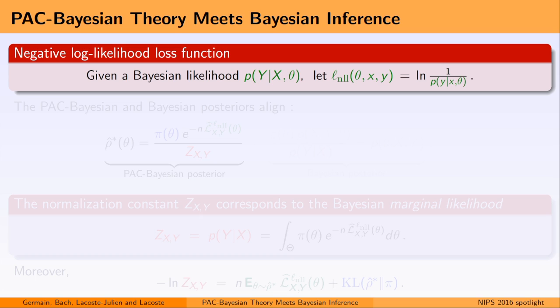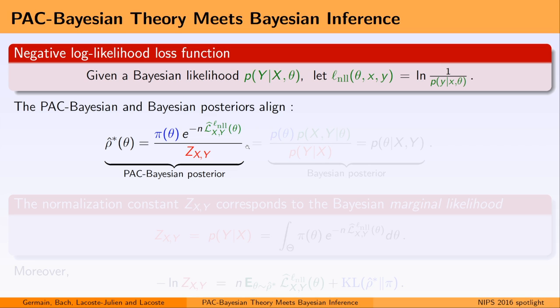In order to study the Bayesian inference techniques with the help of the PAC Bayesian theory, we proceed the following way. Given a Bayesian likelihood, we define a negative log likelihood loss function. When we use this loss function in the PAC Bayesian theorem, and we write down the PAC Bayesian optimal posterior associated to it, we recover exactly the Bayesian posterior.